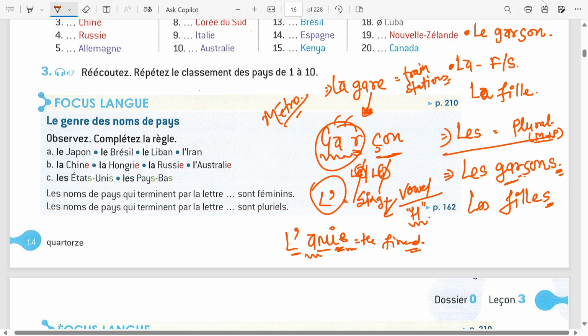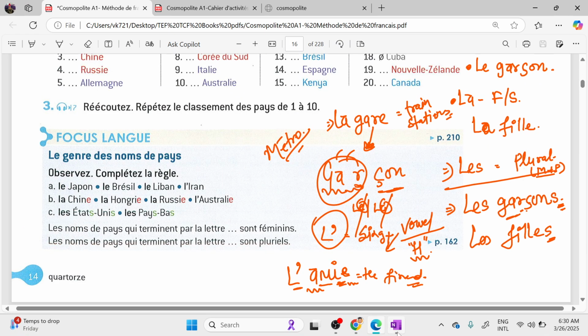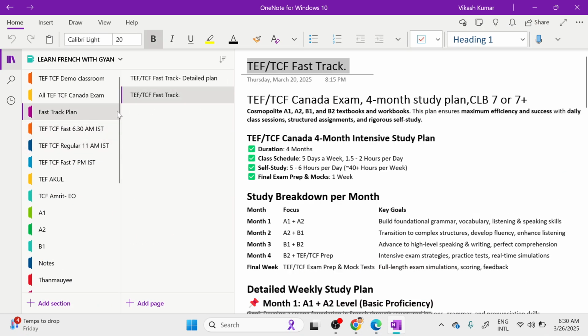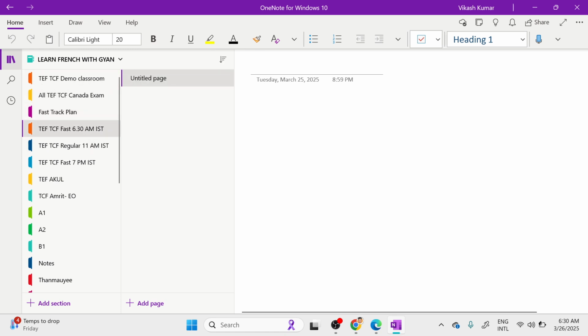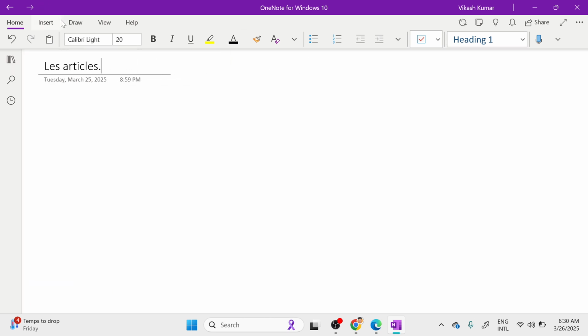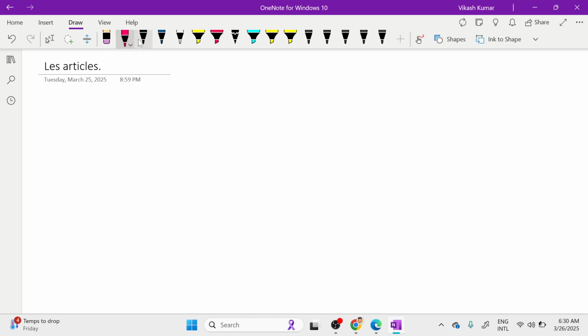Let's start with the articles. Let me write it here on one note. Les articles, we say in French. Les articles en français. So these are the articles in French, and there are two types actually.